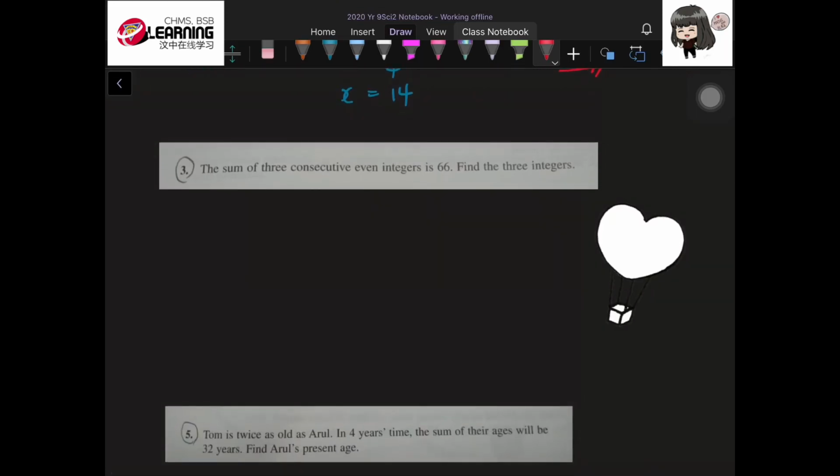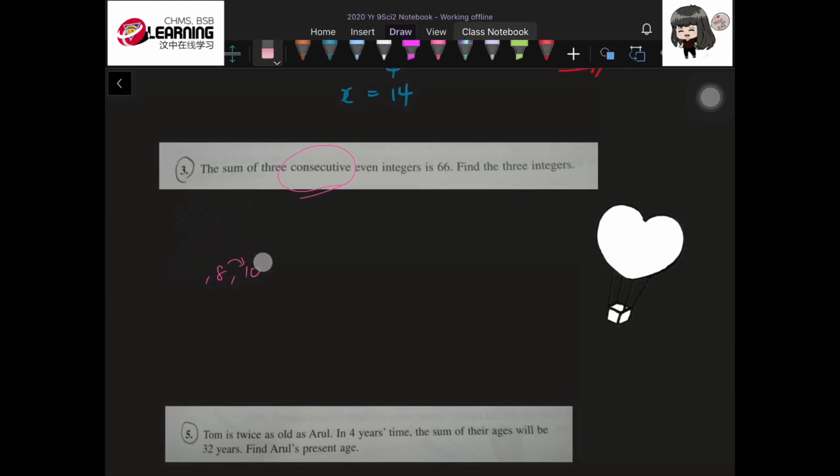The sum of 3 consecutive even integers. Okay, let's recap what consecutive is. Consecutive is a continuous number, for example 1, 2, 3, or 5, 6, 7. Is 5, 8, 10 a jumping number here? Is it a consecutive number? No, it's not a consecutive.